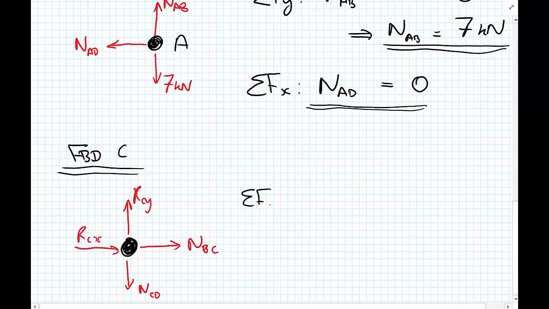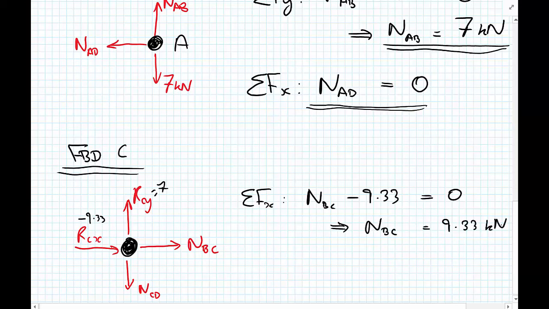Examining the sum of the forces in the x direction now, just reminding ourselves first that RCY was equal to 7 kilonewtons and RCX was equal to minus 9.33 kilonewtons. So returning to the sum of the forces in the x direction, we have NBC pointing to the right, minus 9.33 was pointing to the right, but we know it has a negative sign, so pointing to the left, must be equal to zero for equilibrium.